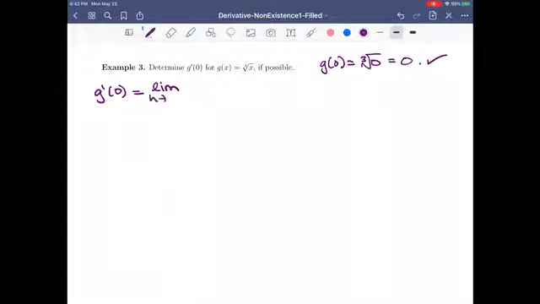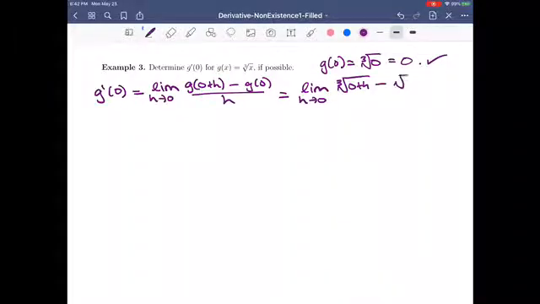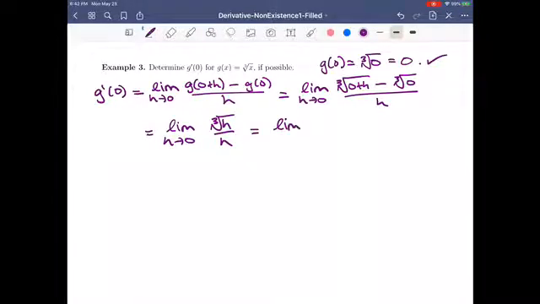It's going to be the limit as h goes to 0 of g of 0 plus h minus g of 0, all over h, which is the limit as h goes to 0 of the cube root of 0 plus h minus the cube root of 0, all over h. If I get rid of those zeros, I just have the cube root of h over h, which I could actually rewrite with the same base as an exponent: h to the 1/3 over h to the 1. You might want to think of it as h to the negative 2/3, or 1 over h to the positive 2/3 is maybe better. So that's our limit.